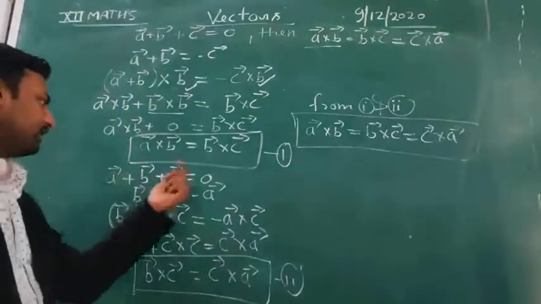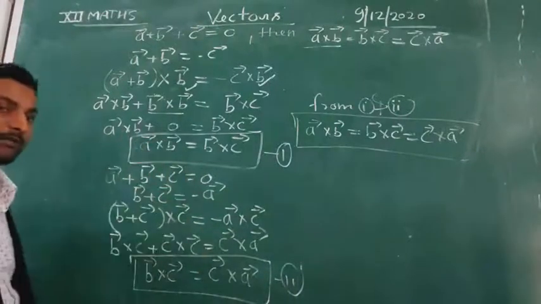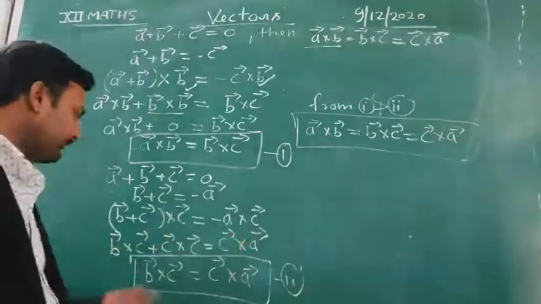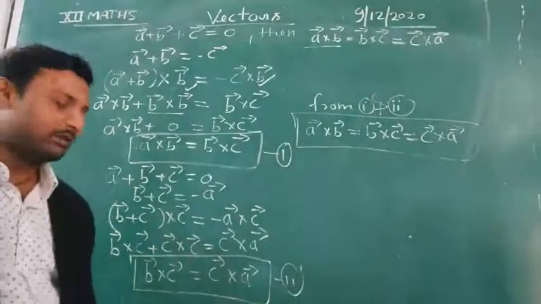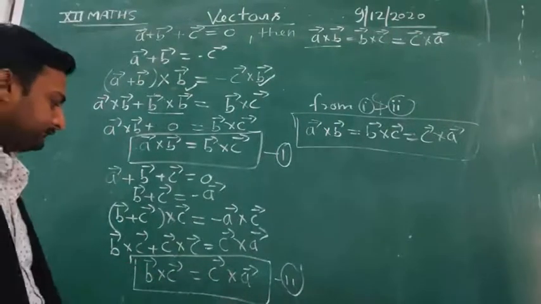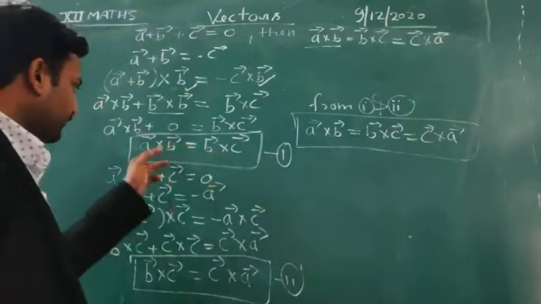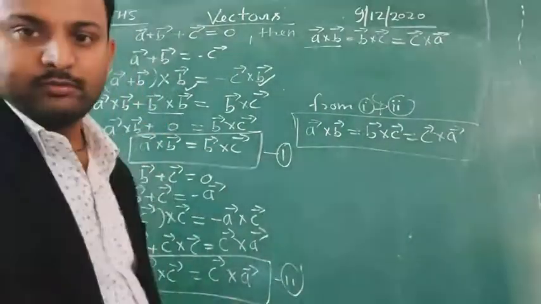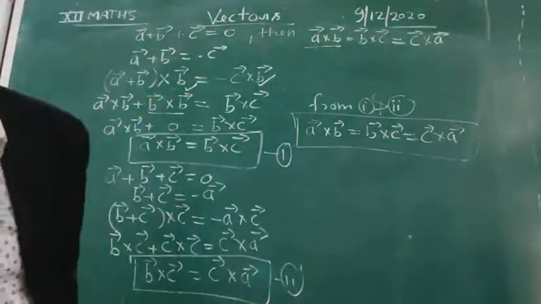Now A plus B plus C is equal to 0. Now sending A to the right hand side, we get minus A. Now taking cross product again with C, so we get B cross C, C cross C, C cross A, and B cross C will be what? C cross A. Now from the first and second part we are saying that B cross C is equal to A cross B, and B cross C is equal to C cross A. So A cross B, B cross C, C cross A will be equal. Okay, I hope you understand, students.